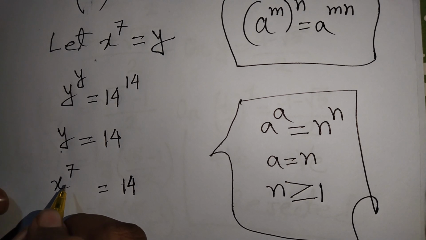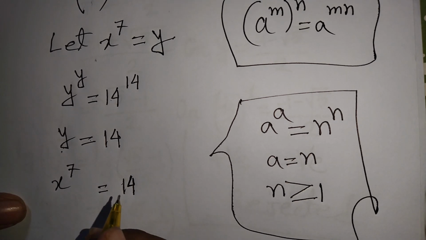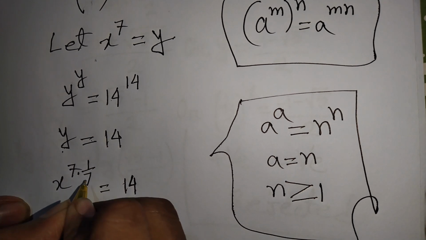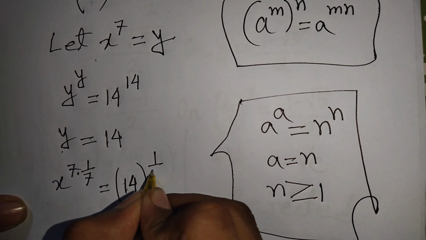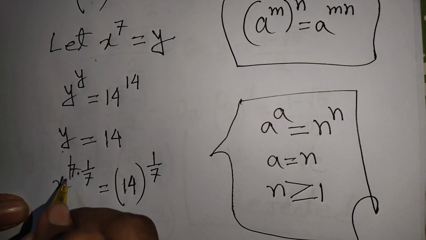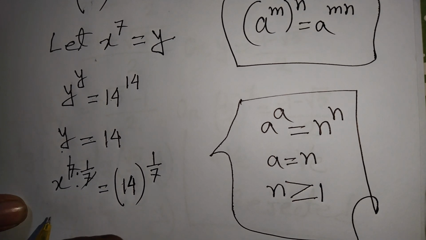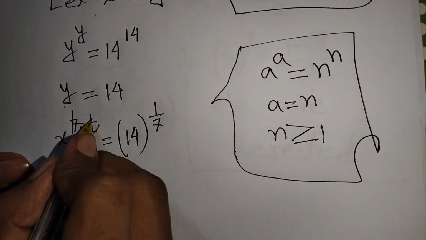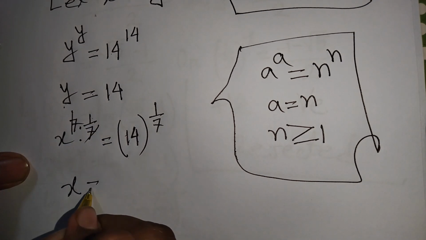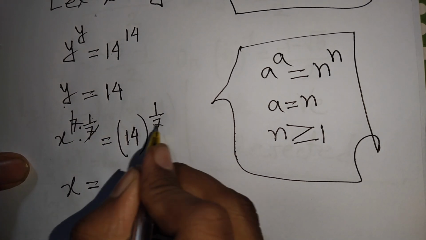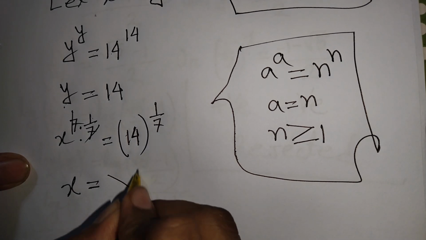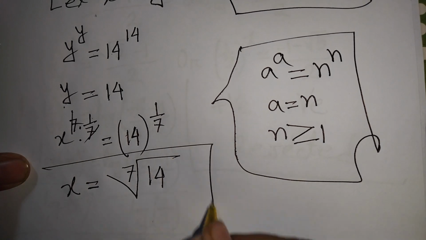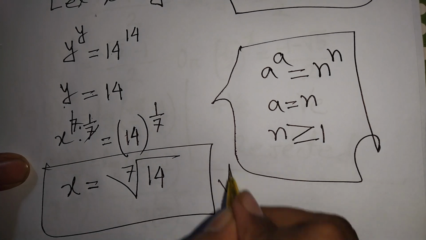Now we multiply by power of 1 by 7 on both sides because we need the value of x. So multiply by power of 1 by 7 on both sides. So this 7 will be cancelled. So we have x^1, which is the same as x, is equal to 14^(1/7), which can be written as the 7th root of 14. So this is the value of x. So this is our final answer.